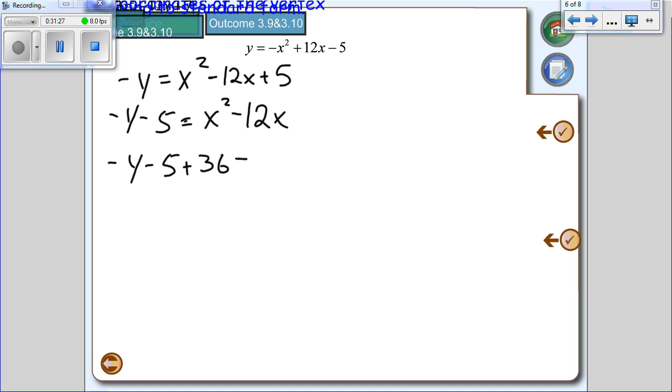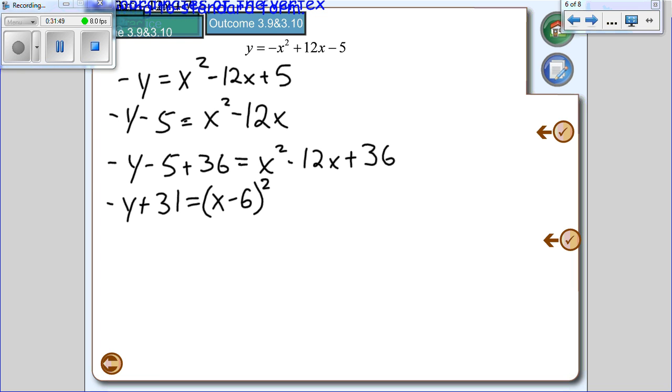I'm going to simplify the left-hand side, so it's negative y plus 31 is equal to x minus 6 squared. Subtract 31 from both sides. Negative y is equal to x minus 6 squared minus 31. And now we'll reverse all the signs again. So multiply everything by negative again, and you get the final answer: y is equal to negative x minus 6 squared plus 31.